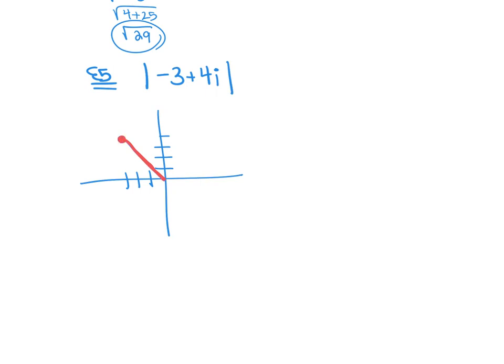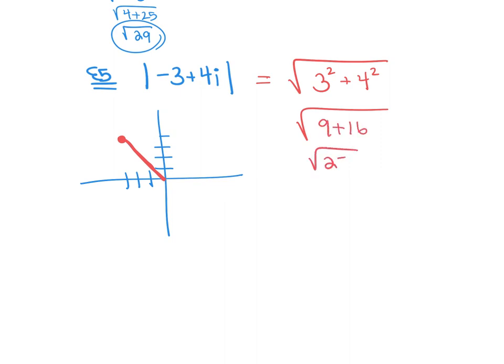Again, you can draw the right triangle, or if you just follow the formula there, the absolute value of a complex number is just the square root of the a squared plus the b squared. And you don't even need to include the negative, right? Because -3 squared is a +9. So we get 9 plus 16, and it's the square root of 25, which is 5.